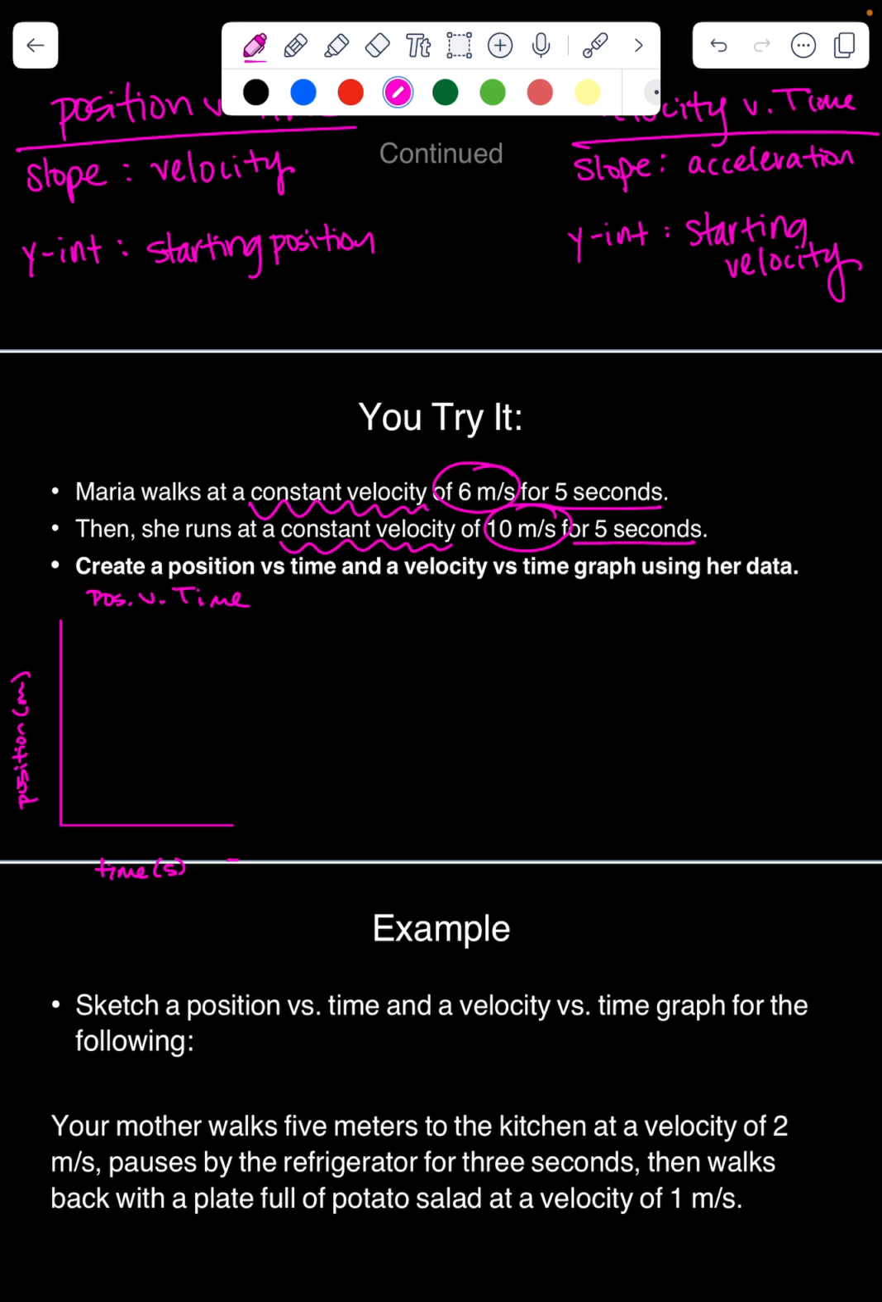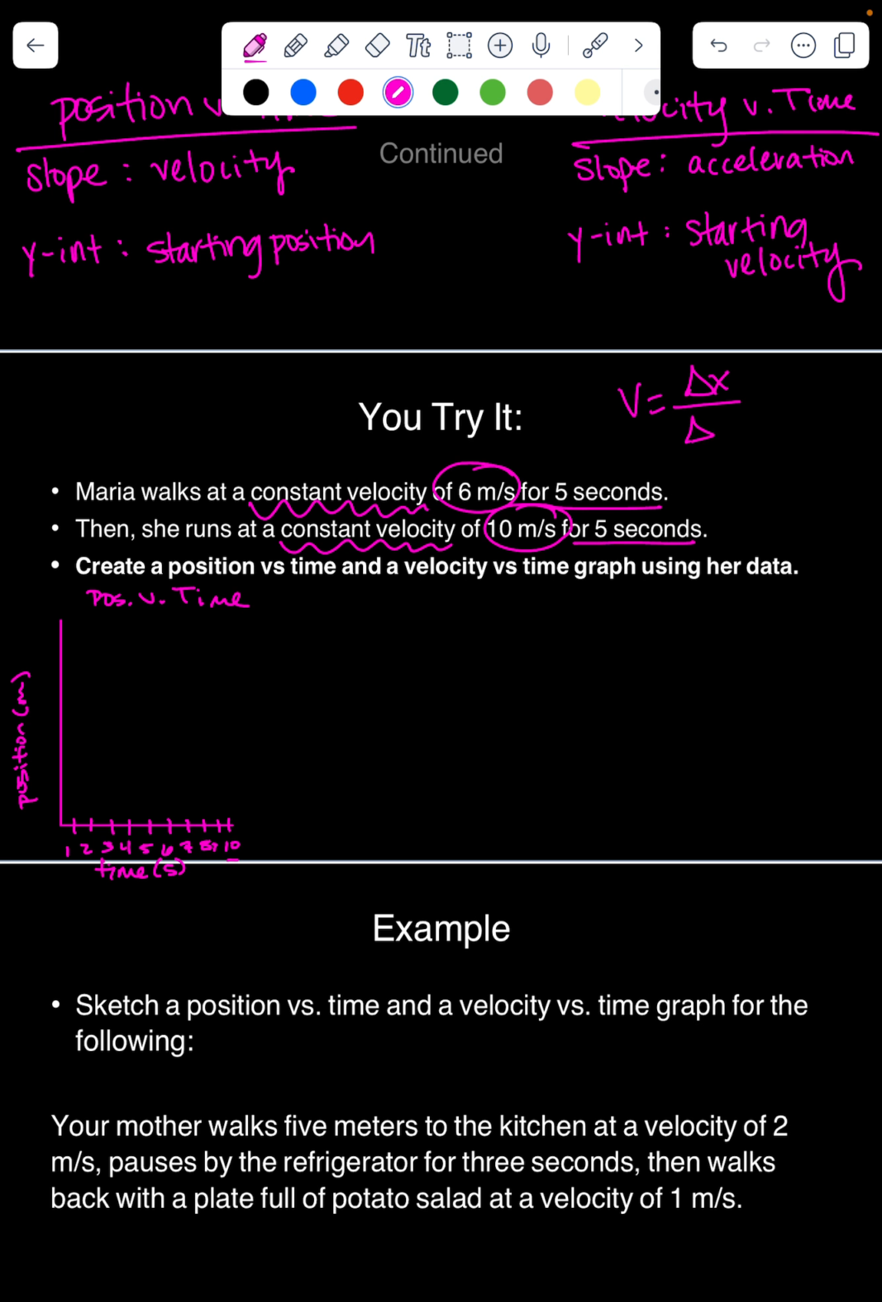Now, for this one, I gave you the seconds. So we know that we have up to 10 seconds. So let's go ahead and mark those. So we have 1, 2, 3, 4, 5, 6, 7, 8, 9, and 10. Go ahead and label those. This is going to take me a second. Bear with me.